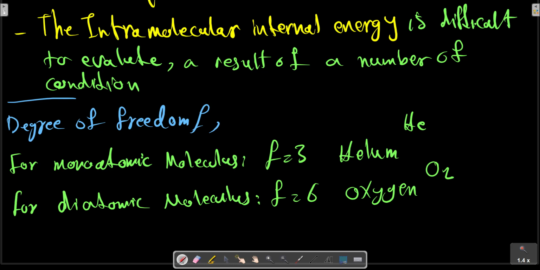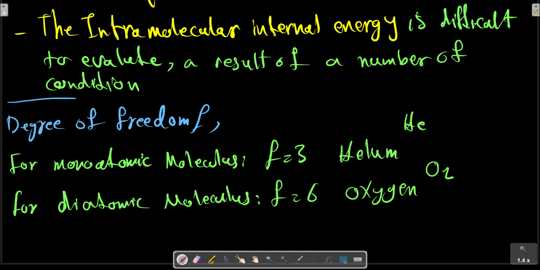These are the translation of the molecule as a whole in the X, Y, and Z directions, and two are for the rotation. The reason why there are only two modes of rotational energy is evident if we take the origin of the coordinate system at the center of gravity of the molecule and the y-axis along the molecule's intermolecular axis.